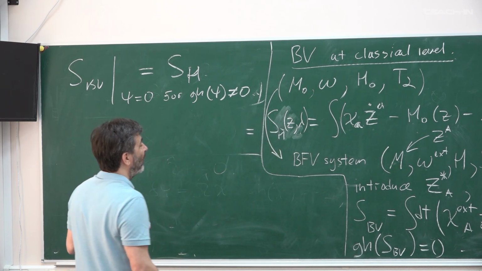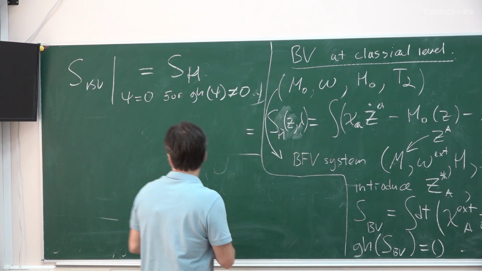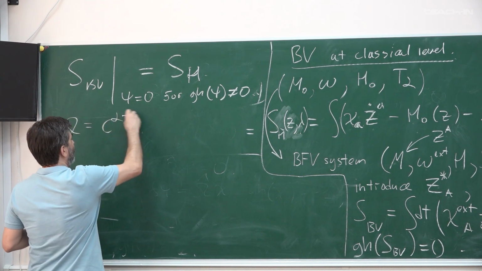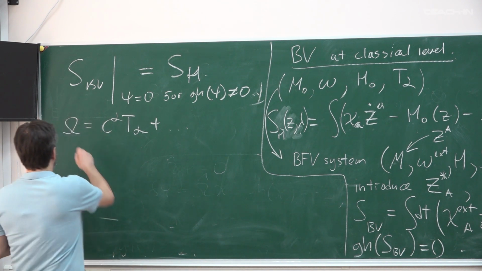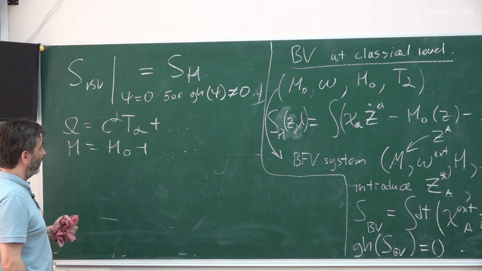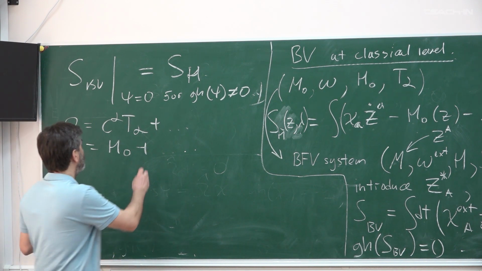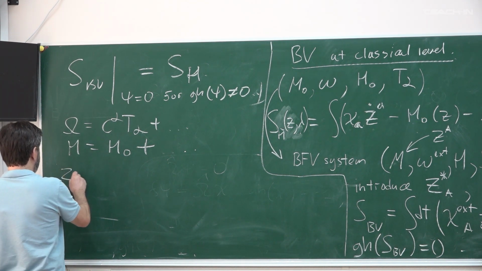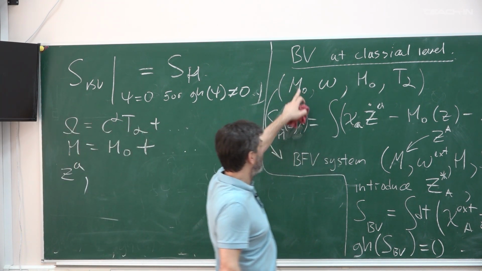Let's check it. Let's take the simplest setup, because this action is written in the simplest setup. So let our omega be C alpha T alpha plus higher resolution degree terms. Our H is H naught plus higher resolution degree terms. And let's see which variables we have in degree 0. Of course we have z^A, they are all in degree 0, our initial coordinates on our initial phase space.